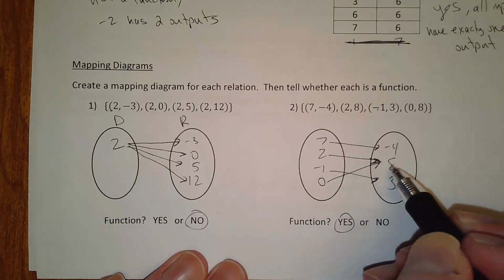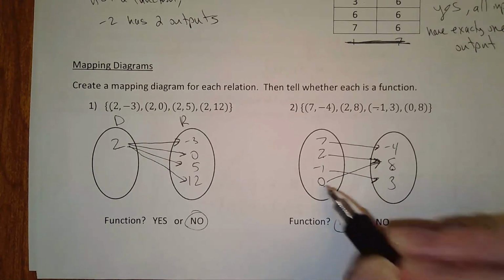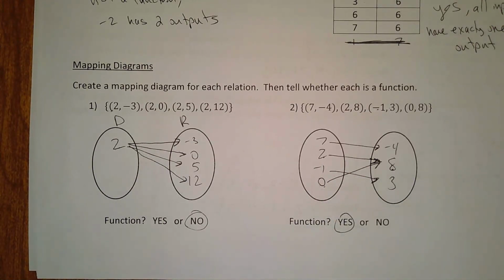These 2 happen to have the same output, but this input has exactly 1 output, this input has exactly 1 output, so it would pass. It would be a function.